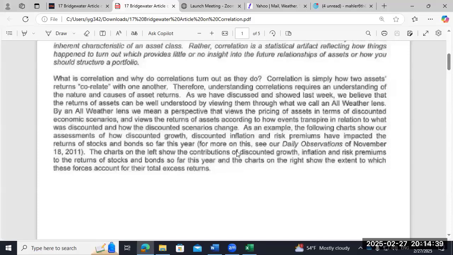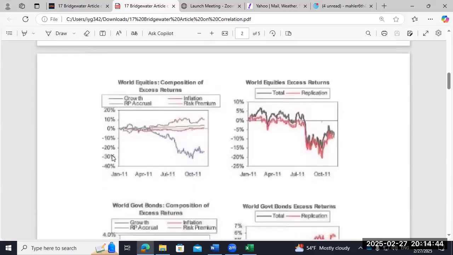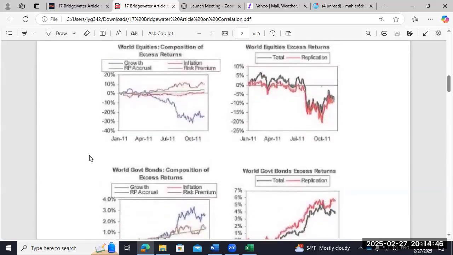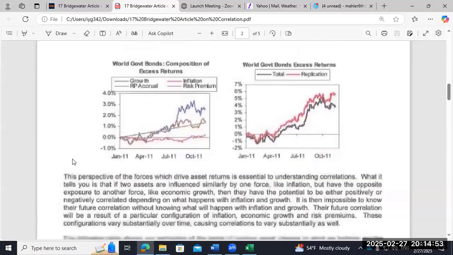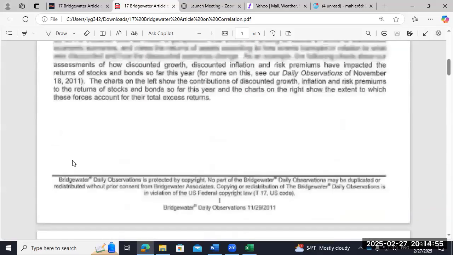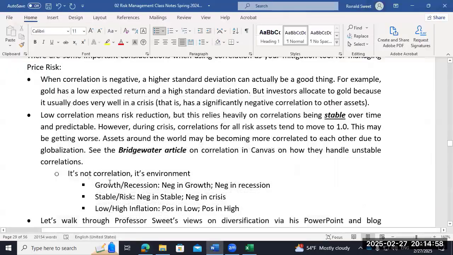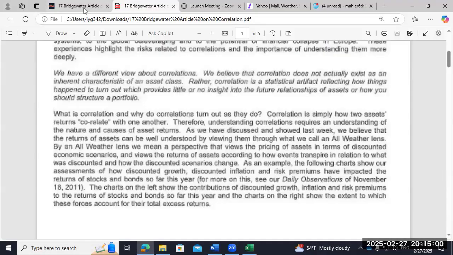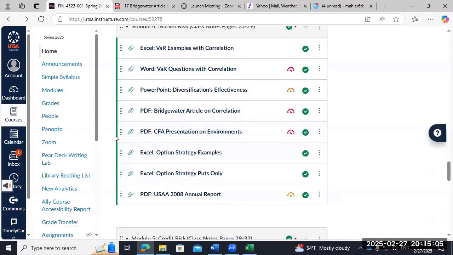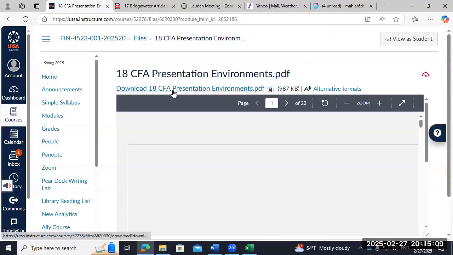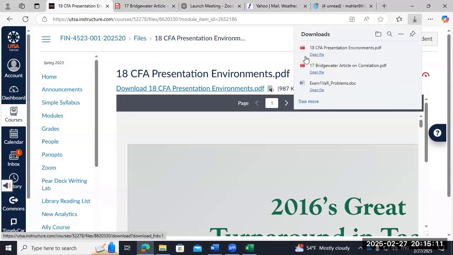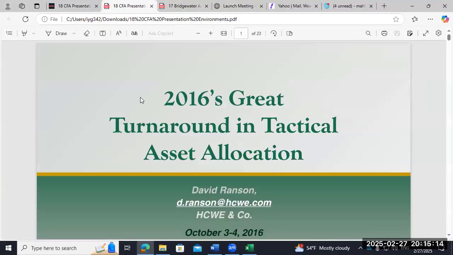The charts on the left show the contributions of discounted growth, inflation, and risk premiums. Essentially, what they're trying to show is that their model does a better job than a constant correlation, and to show that you're better diversified. I won't get into them here. So that's their approach. I'll give you another person's approach. I think I give you their entire presentation, the CFA presentation. We're going to come back to this, but I want to set up why correlation is somewhat debated.